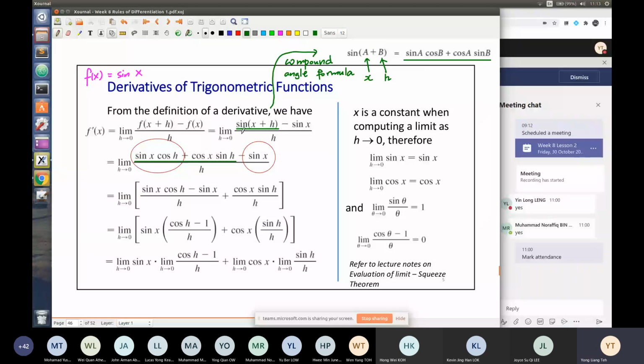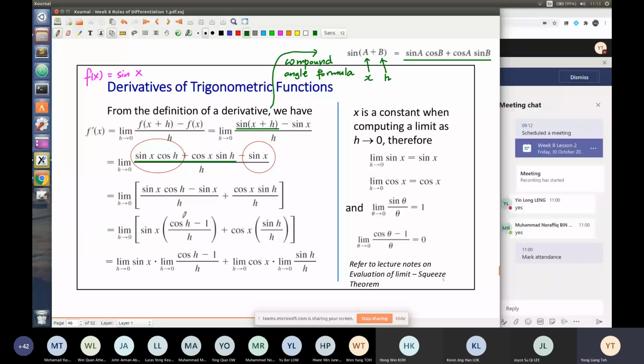So therefore, you can see that using the compound angle formula will give us this expression here. Then minus sine x will just remain as it is. There's no big deal with that. So now we can actually regroup the terms. You can see this is sine x and this is also sine x, so we group the sine x terms together. Then we are left with plus cosine x sine h. Subsequently we factorize out this sine x for the first term. Hence we get (cosine h minus 1) over h here.